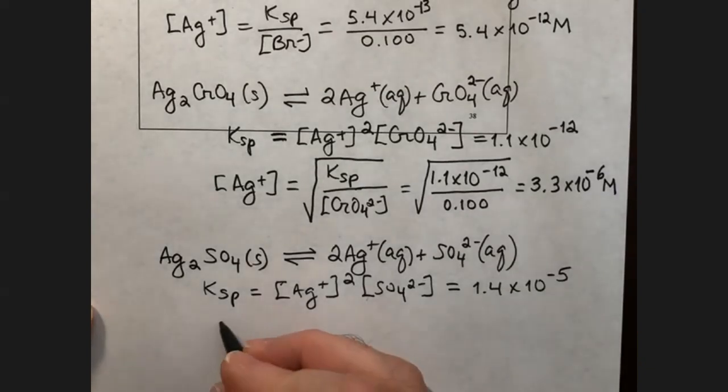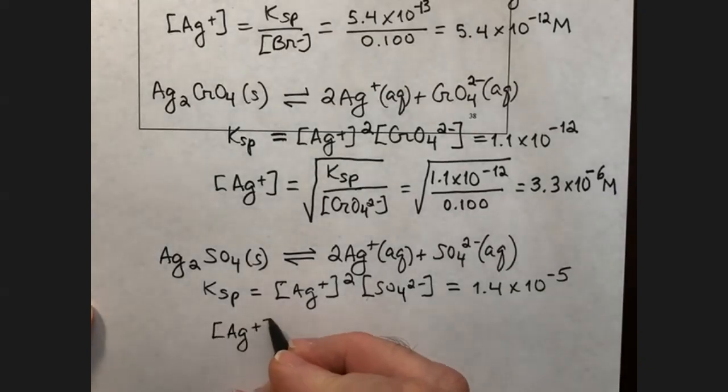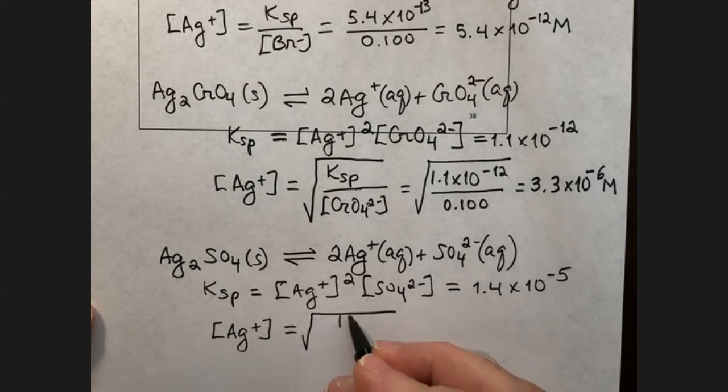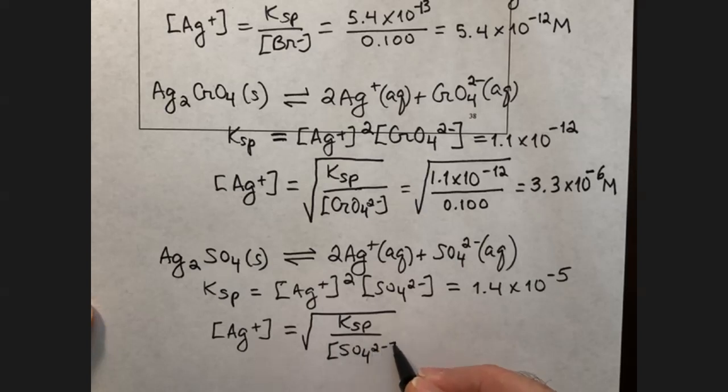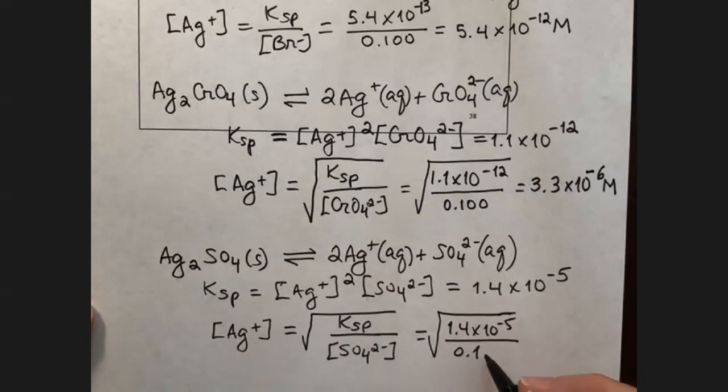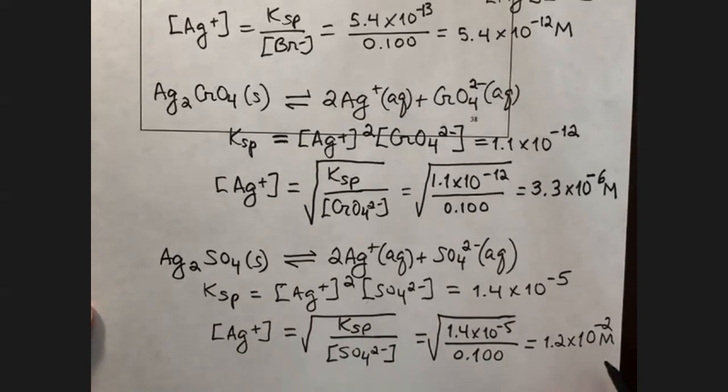Okay, so in this case, the molarity of silver at which this compound will be at saturation will be the square root of KSP over the molarity of sulfate ions. So that's square root of 1.4 times 10 to the negative 5 divided by 0.100 molar. And I think that comes up to be 1.2 times 10 to the negative 2 molar.